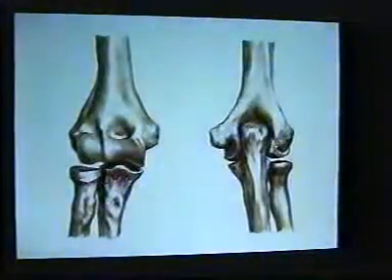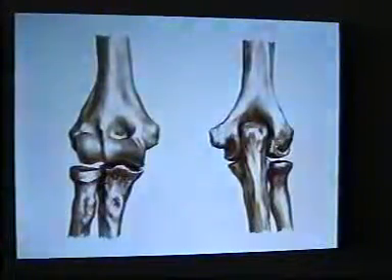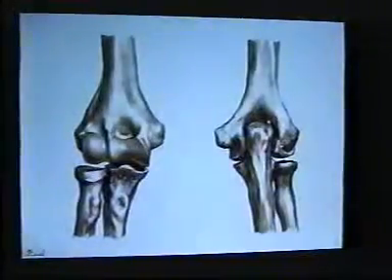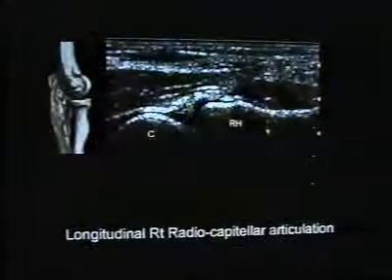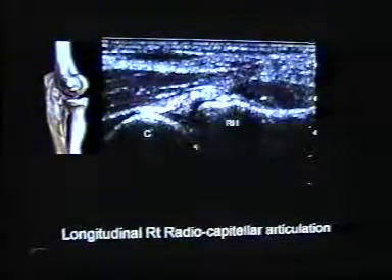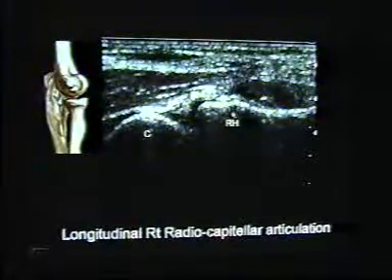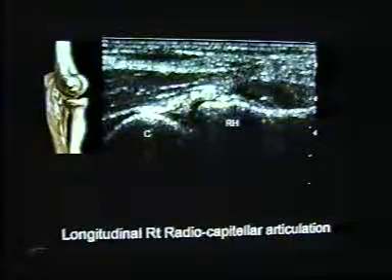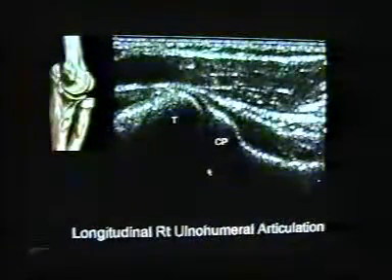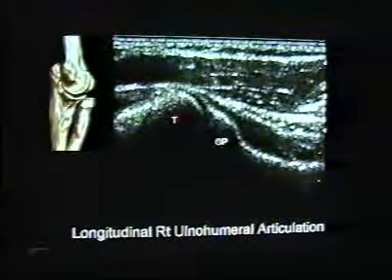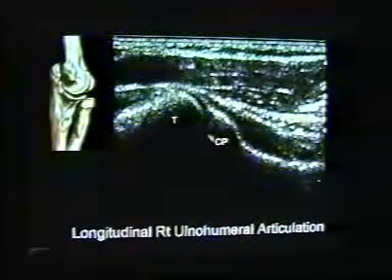Here we have the bones and their appearance, how they look anteriorly and posteriorly. This is the anterior view and the posterior view with the olecranon process and fossa. Then we have a sonogram. We can see the capitulum and the radial head forming the radiocapitular articulation, and there is the radiocapitular ligament. Then we have a longitudinal view of the right ulnohumeral articulation, trochlea and capitulum.